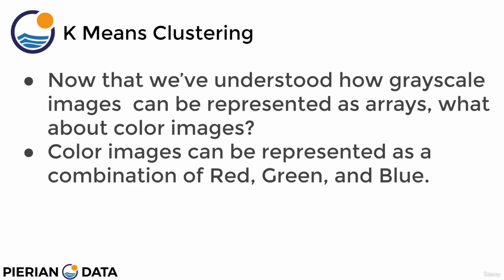So we understand now how grayscale images can be represented as arrays. You have a two-dimensional array where each pixel can be a value somewhere between 0 and 1. 0 can be white, 1 can be black, and any value is just a gray in between. But what about color images? Color images can be represented as a combination of red, green, and blue.